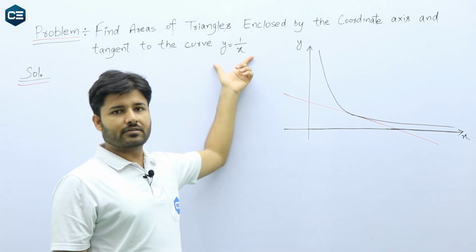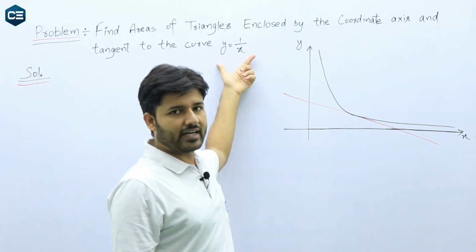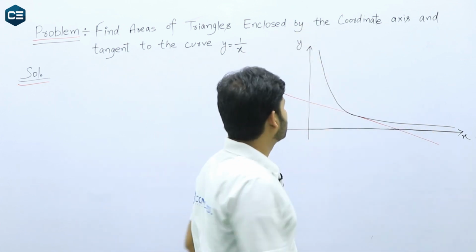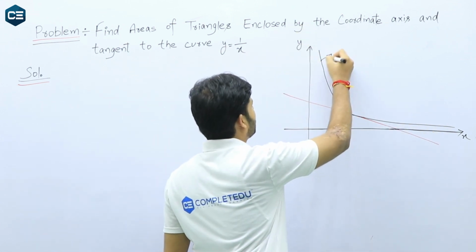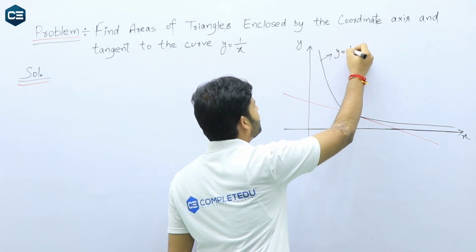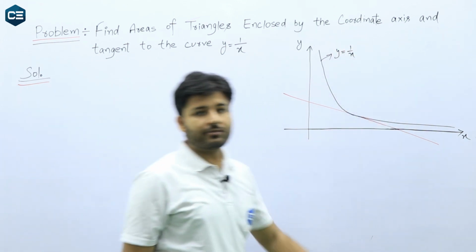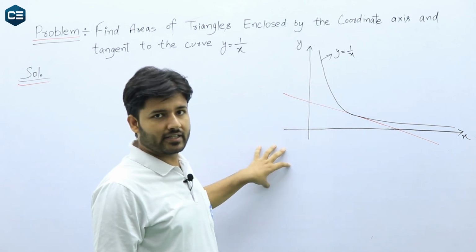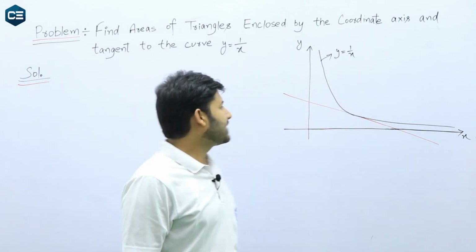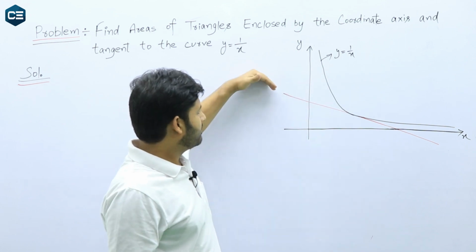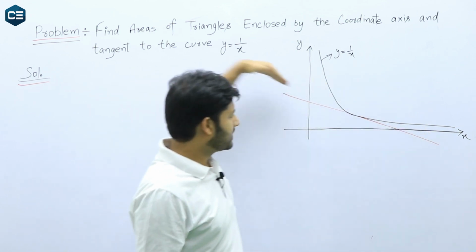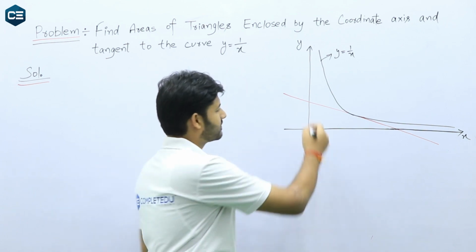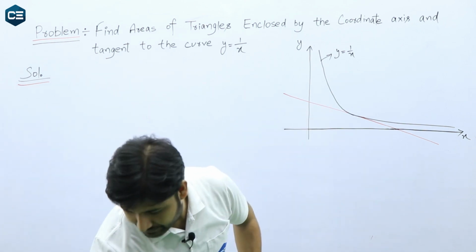Our curve is y is equal to 1 over x. It is actually a hyperbola, and will form like this. This is the shape. The curve you are seeing here is y is equal to 1 over x, and you will get part of the curve in the third quadrant also, but we are taking only the first quadrant. And the tangent line to this curve is shown by the red line. This one is the tangent line, and the area we need to find here is the shaded portion.